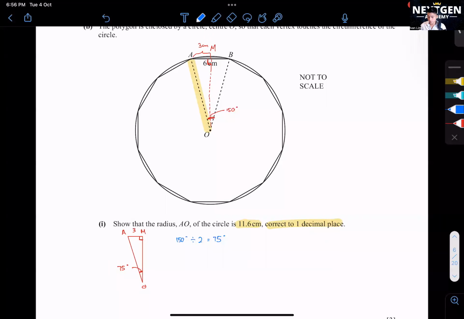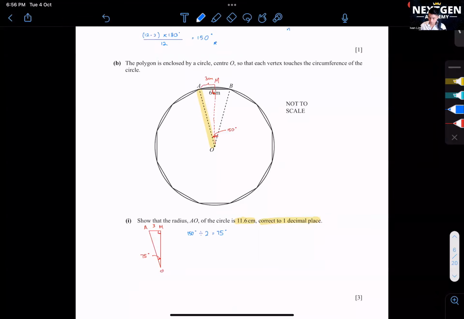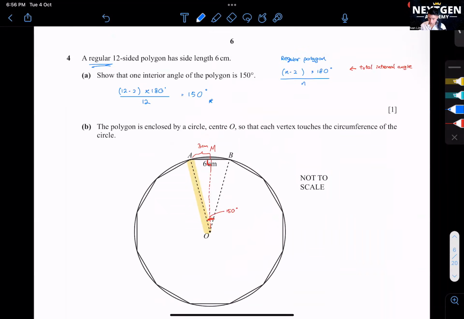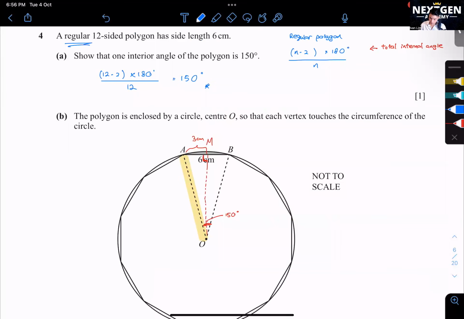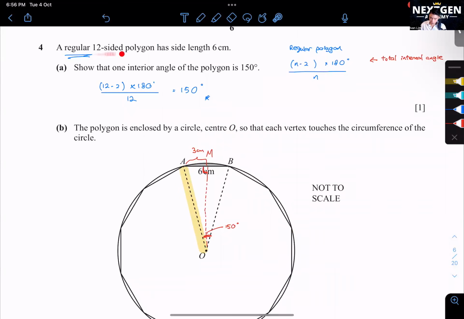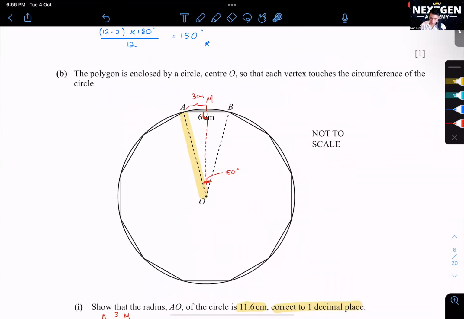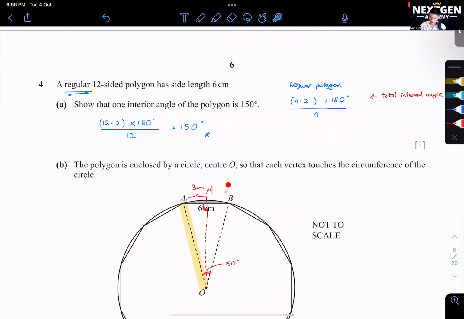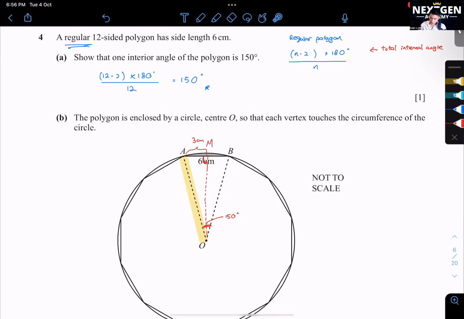How do I know it's 150 degrees? Okay, Sherry's asked from the first question. You all have to follow through from the first question because they say the regular 12-sided polygon has side 6 cm. If you count the sides, 1, 2, 3, there's 12 sides. So whatever you're calculating is for here.